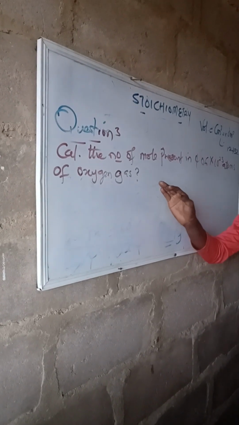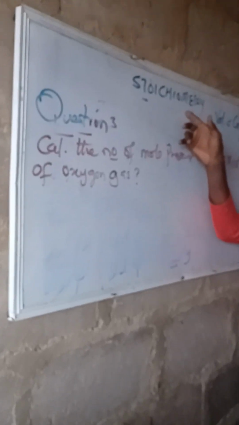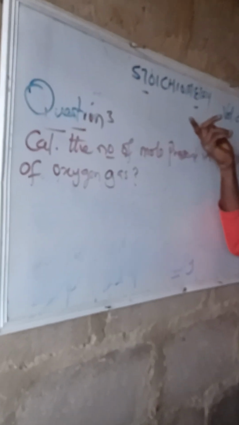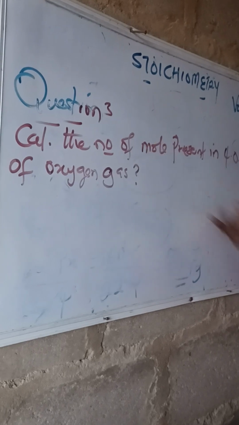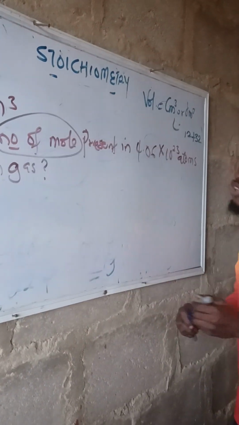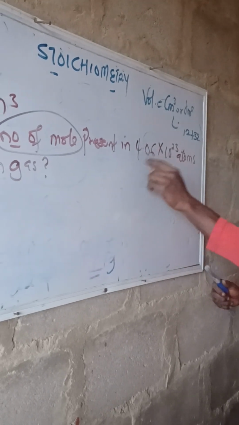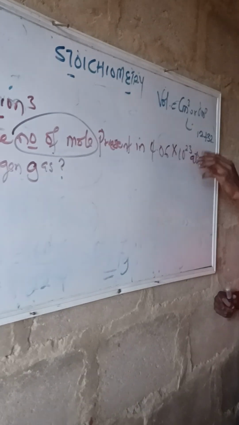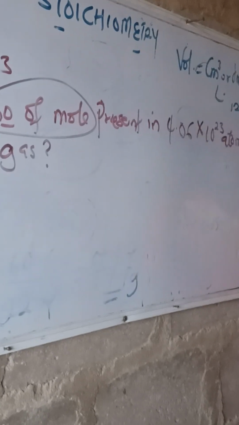Calculate. This is another question under numbers of mole, under stoichiometry. Are we together? Calculate the numbers of mole present in 4.0 times 10 raised to power 23 atoms of oxygen gas. Let's check this.